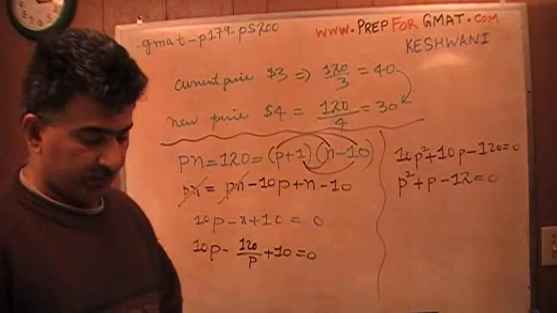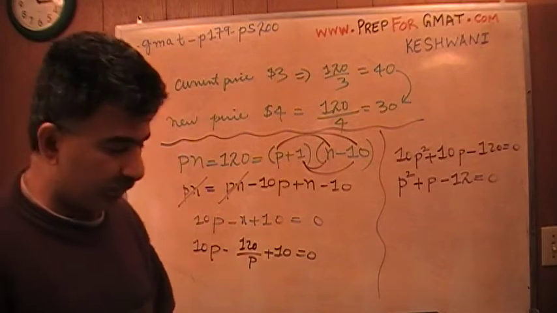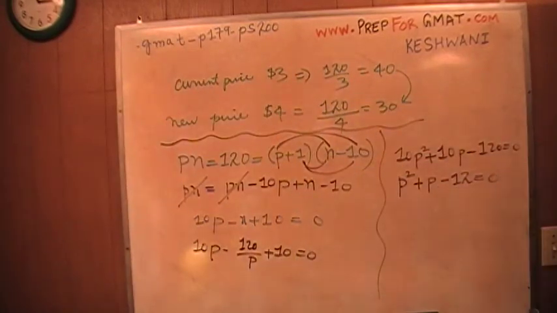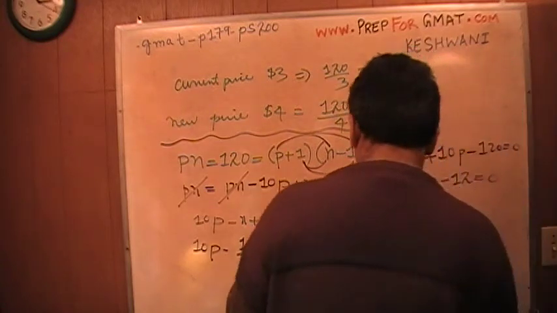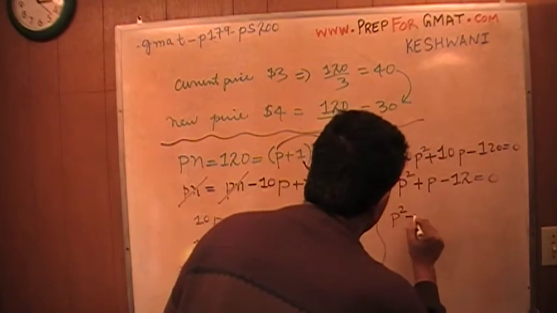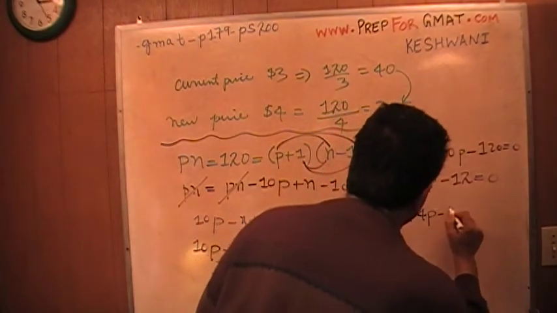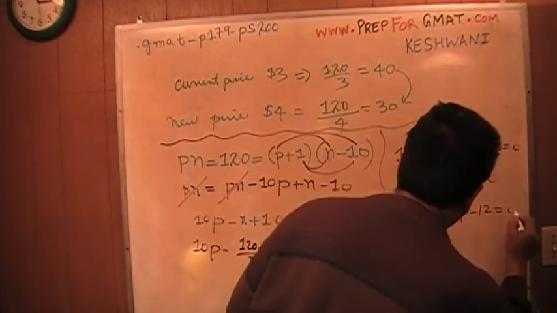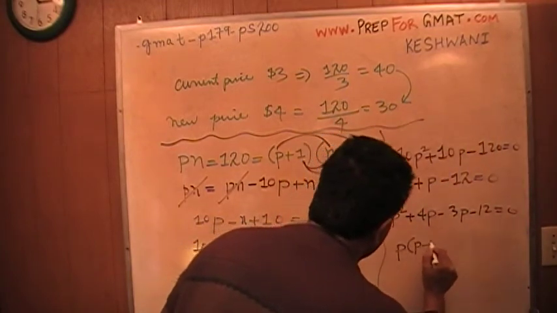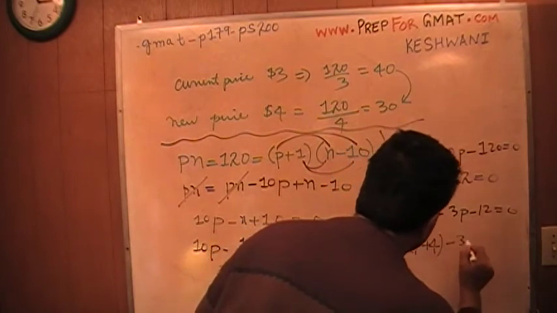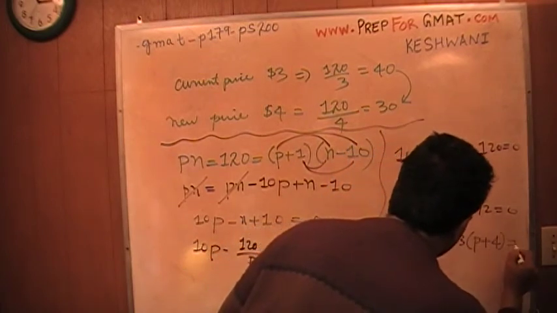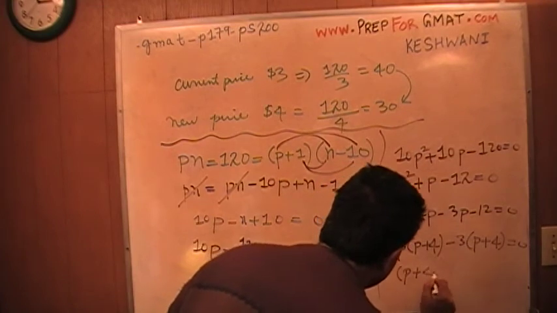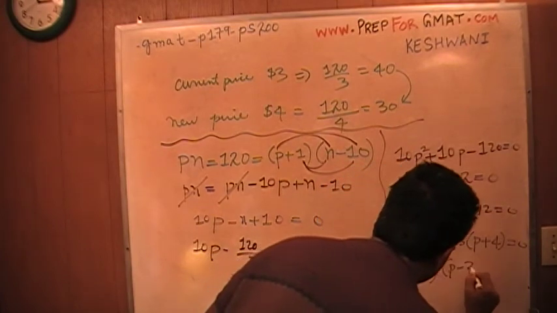I don't want to go over 10 minutes in the clip because YouTube doesn't like it. So P squared plus 4P minus 3P minus 12 equals 0. P plus 4, and P minus 3 equals 0.